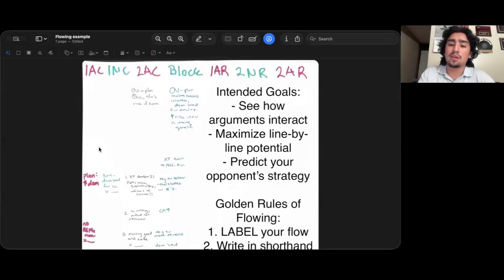so you can see how this flow meets the intended goals, to see how arguments are interacting, to see how this flow can maximize line by line potential for each side, and then how you can use your flow to predict your opponent's strategy. So for the sake of this example, we're going to pretend that we are affirmative. All right, so this is us. We're affirmative and we're analyzing our flow so far.